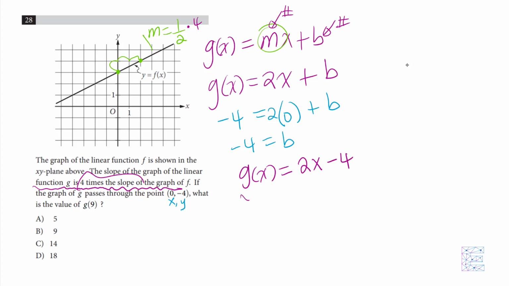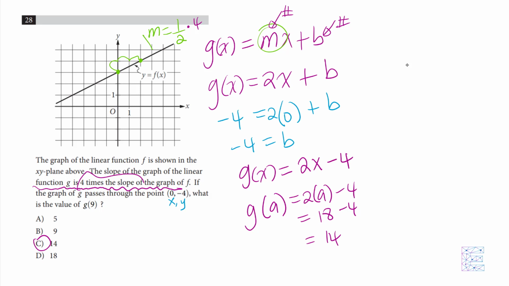Now that we have a full equation for g of x, we can answer any question. For example, g of 9, we are simply being asked to plug in a 9 for the x. So 2 times 9 minus 4 becomes 18 minus 4, which ends up being 14. So C is the answer to this question.